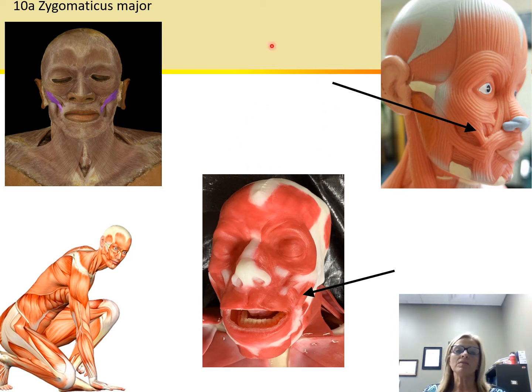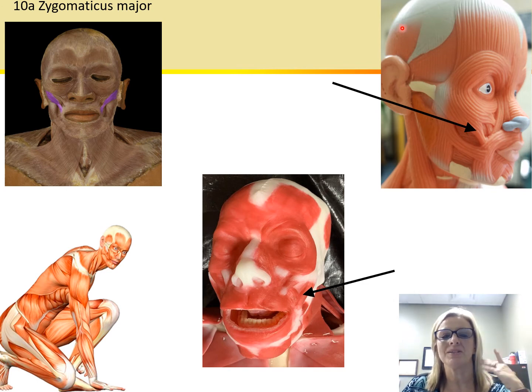So the greater muscle of the zygomatic bone, this is what we're looking at, is going to elevate and draw the corner of the mouth laterally. This is sometimes called the smiling muscle. The origin here is on the zygomatic bone. The insertion is the skin and muscle of the corner of the mouth.